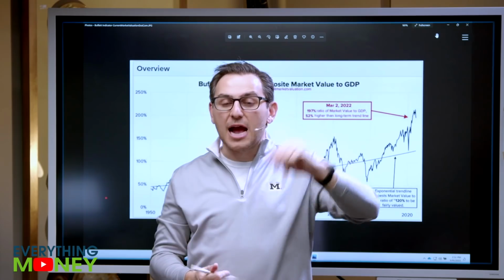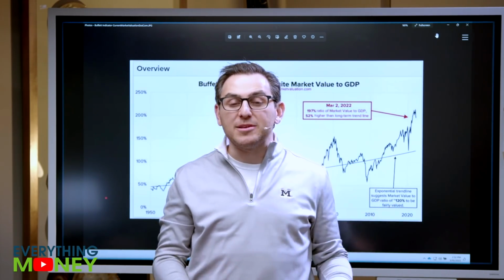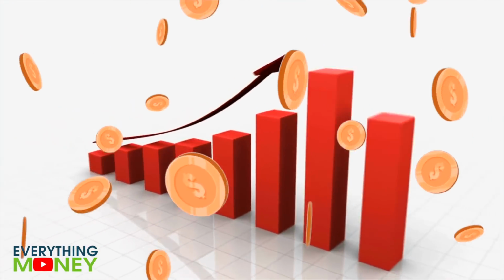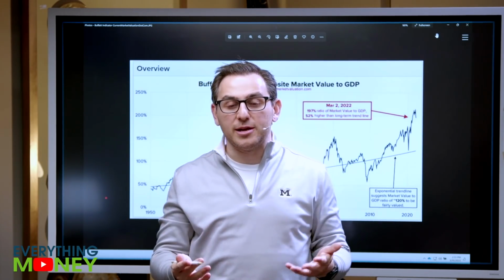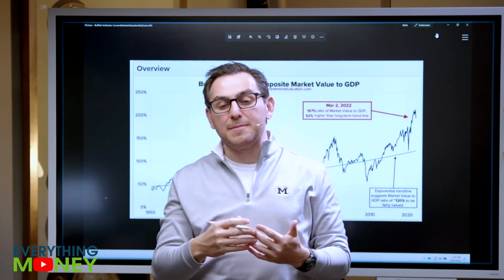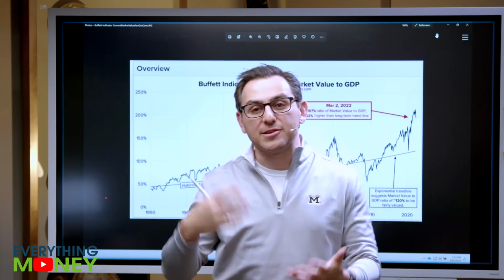Now, the idea here is, as the U.S. economy grows, and GDP is basically the national income of the economy, all the companies in the U.S.'s income should grow as well. So if the values of the stock market are skyrocketing while the U.S. economy isn't growing as fast, the stocks are becoming more overvalued, and vice versa.